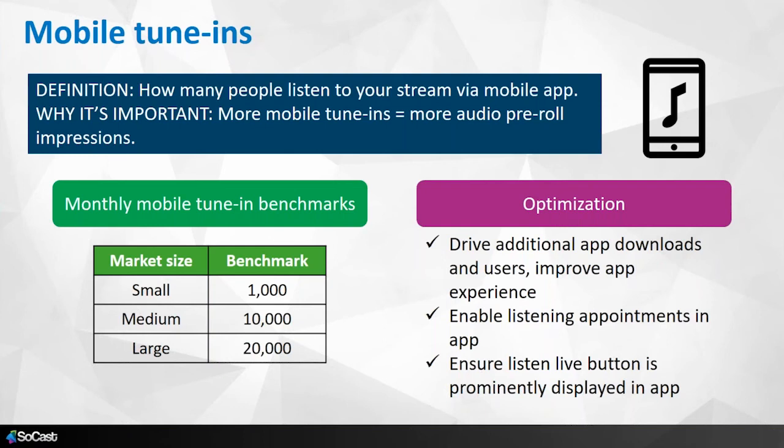For benchmarks by market size, you should aim for about 10,000 per month in a small market, 30,000 in a medium-sized market, and more than 100,000 in a large market. To increase your mobile tune-ins, you need to get your listeners into the habit of using your station's app for listening. Of course, the previous things that were mentioned, driving additional app downloads and improving app experience with better features and usability, will help drive more tune-ins.